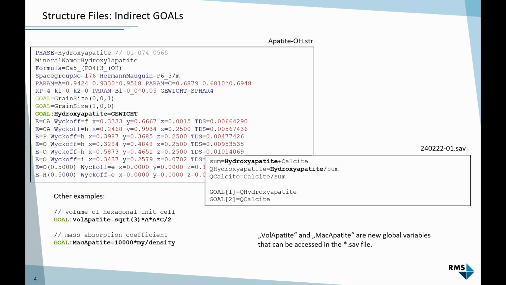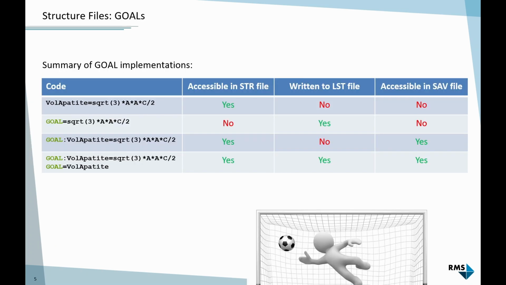Other examples, again, we could declare a new variable called vol apatite and assign it the value of the unit cell volume. And then we could access this and do whatever we want with this variable. Or the mass absorption coefficient for apatite, mac apatite, and then access it for whatever we want to do on the level of the control file. That's again a summary of which variables can be accessed, which kinds of goals, where they appear, and how we can access them, but I will not spend more time on that.